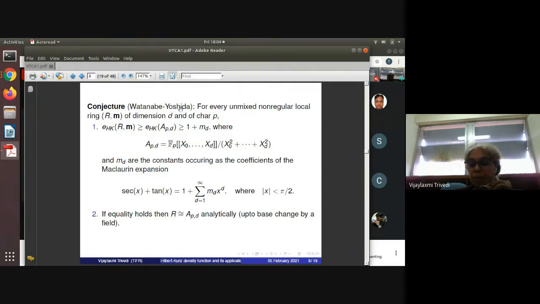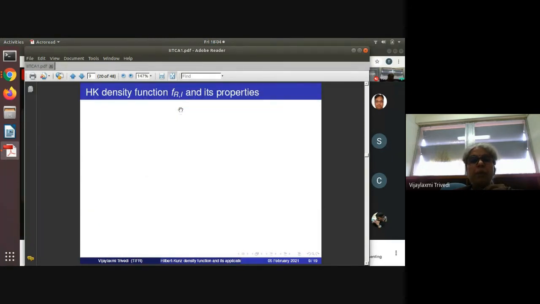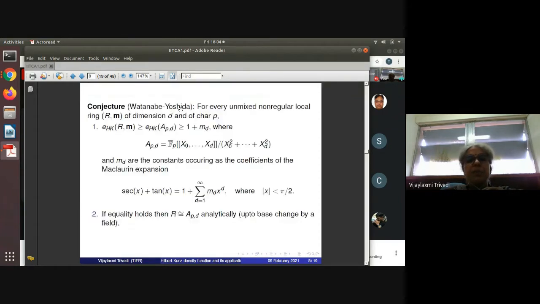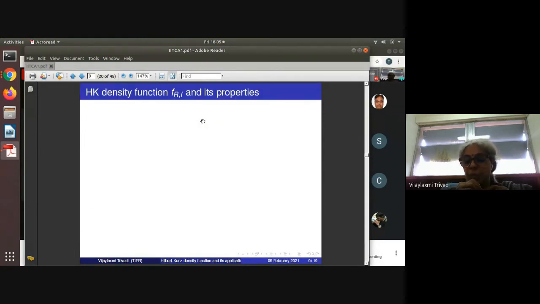So this is a conjecture of Watanabe-Yoshida for non-regular rings. As I said before, this invariant seems rather elusive, and this conjecture is pretty old, I think 2005 or something, if I'm right. So still there is no complete answer. One way of looking at all these questions may be to find some other approach. So what I'm introducing today is called a function instead of a number. So this next topic is the definition of the function and its properties.